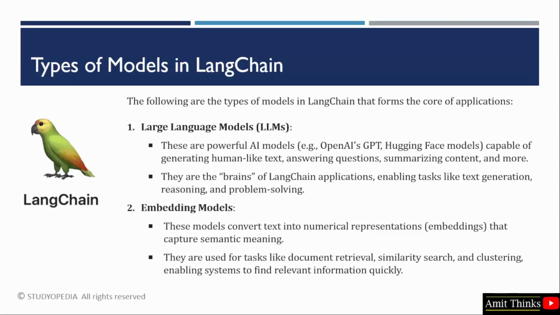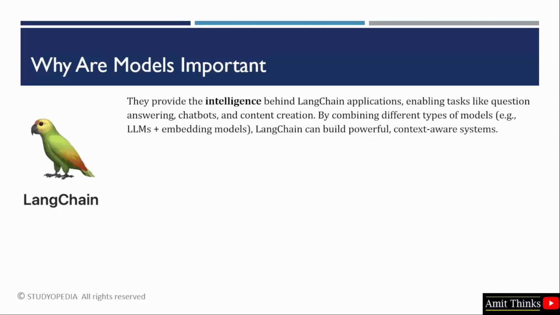It can also answer questions, summarize content, and perform other operations. Then comes your embedding models. This is used to convert your text into numerical representations, that is embeddings. This is used for tasks like document retrieval, clustering, so that you can easily enable systems to find relevant information at a fast pace.